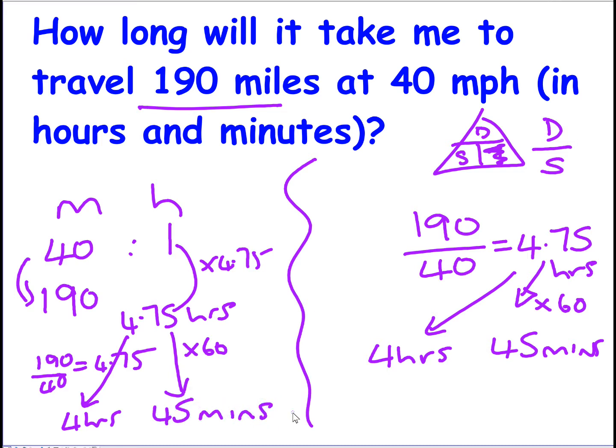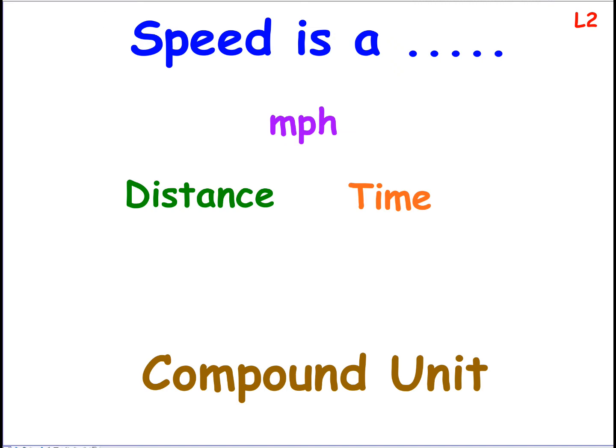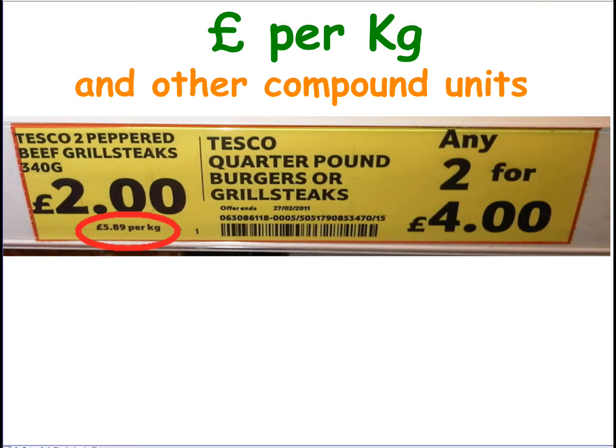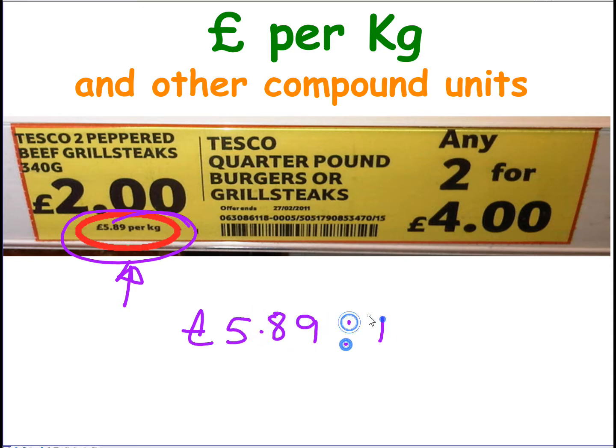So we can use either method to work out our speed, distance and time. Now speed is a compound measure because it's a mixture of distance and time, miles and hours. And there are other compound units that you will come across in day-to-day life. So for example, every time you go to Tesco, you see something like this, where our Tesco pepper beef grill steaks cost you £5.89 per kilogram.